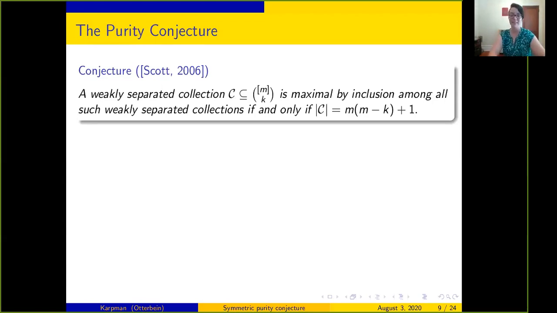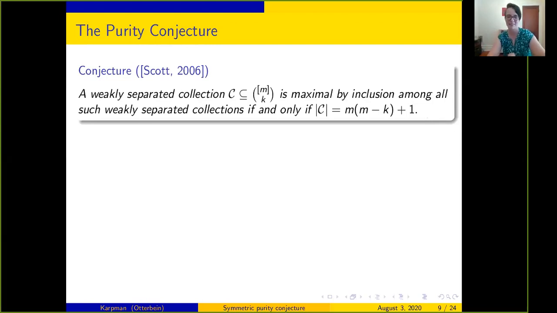So now, what does this have to do with Plabic graphs? Well, Scott, in the paper Grassmannians and cluster algebras, showed that the face labels of a Plabic graph are always going to be a weakly separated collection, which is maximal by inclusion. You can't add more elements to it and get something that is still weakly separated. And also that a weakly separated collection of k elements in bracket m is always going to have size less than this formula in m and k, which coincides with the number of vertices in one of our allowed Plabic graphs.